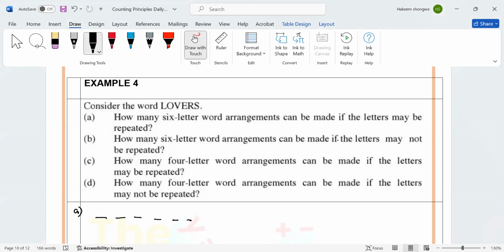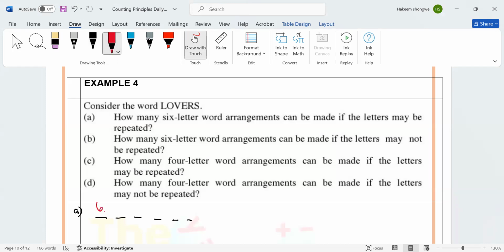If we are allowed to repeat a letter, it means I can have a word that says L, L, L, L, L, L. I can have a word that says O, O, O, O, O, O, because the letters may be repeated. So how many letters do we have all in all? Let's check. 1, 2, 3, 4, 5, 6. So the first space can be occupied by what?